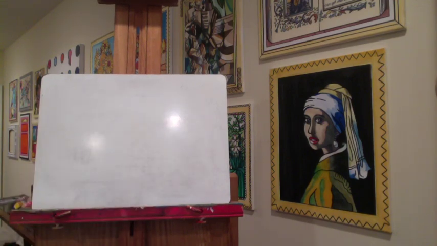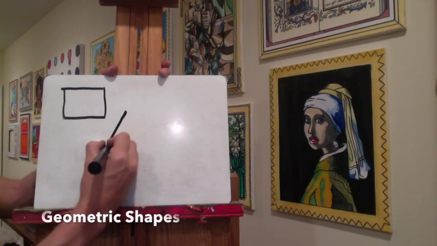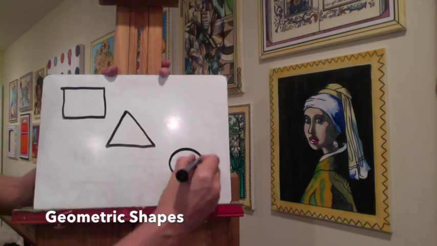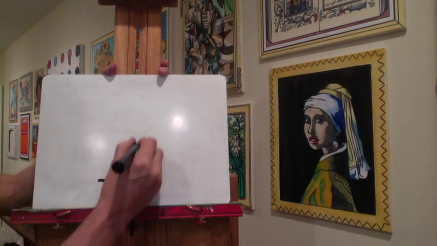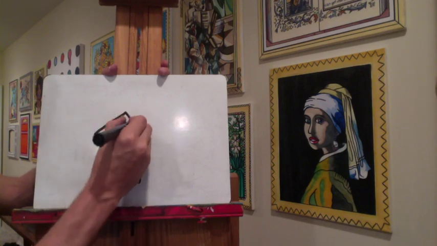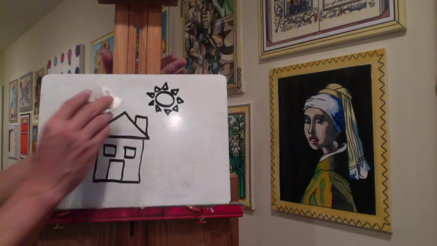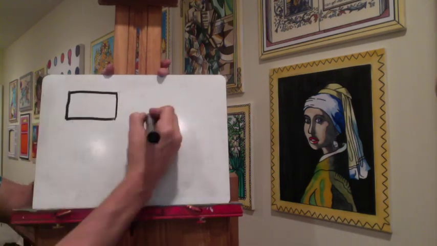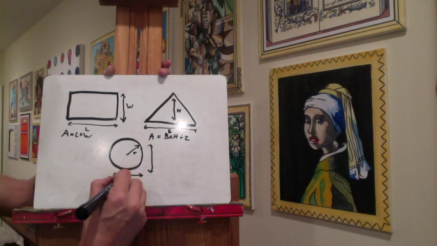There are two main types of shapes. First, we have geometric shapes, such as a rectangle, a triangle, and a circle. These are also known as regular shapes because we see them all around us. They have basic mathematical equations that are used to describe them.